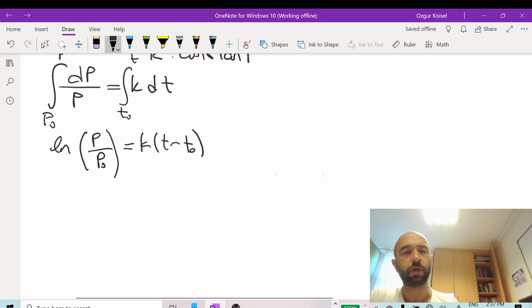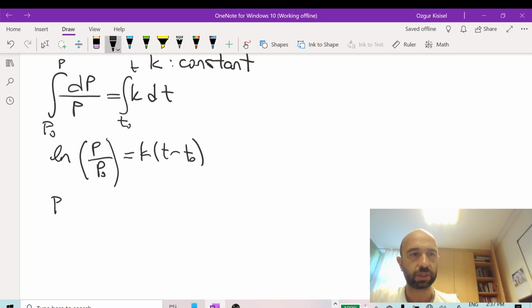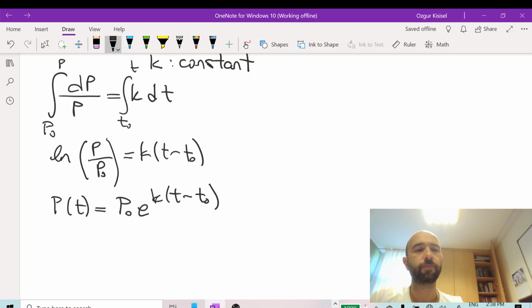If you solve for p from here, you see that p of t is equal to p0 times e to the power k times t minus t0. So let's double check. At time equals t0, this exponential term is 1 because it's e to the power 0. Therefore, the population at time t0 is really equal to p0. As time increases, this is exponential growth, right?